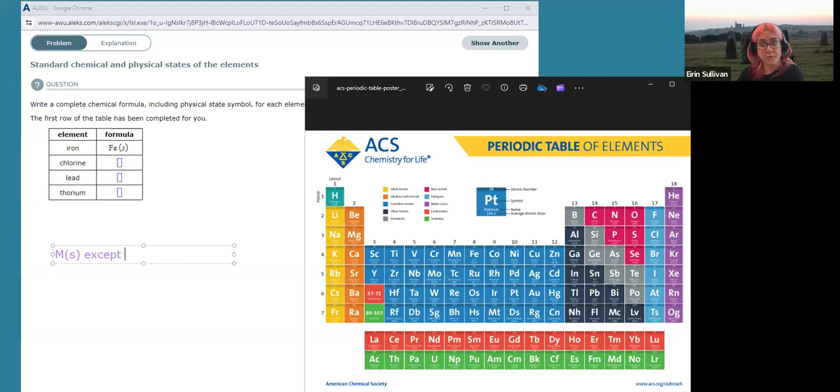Which metal is a liquid at room temperature? It's mercury, right? That is a liquid. So that has the state symbol L. So there are three different state symbols: solid, liquid, gas, which is going to be the standard states of things, right? And they just come in parentheses after the element, okay?